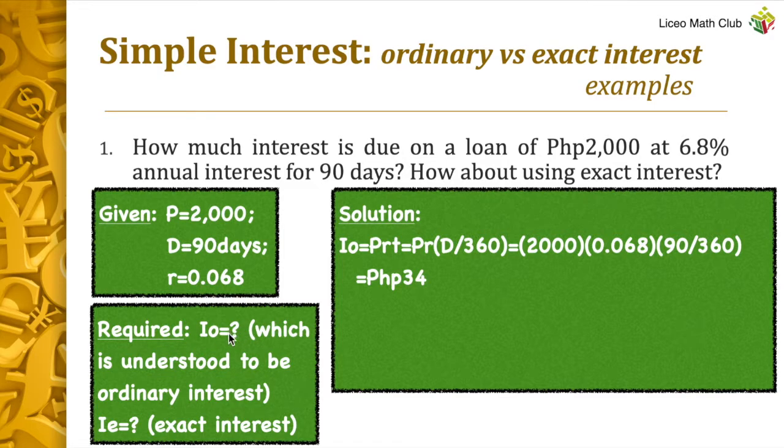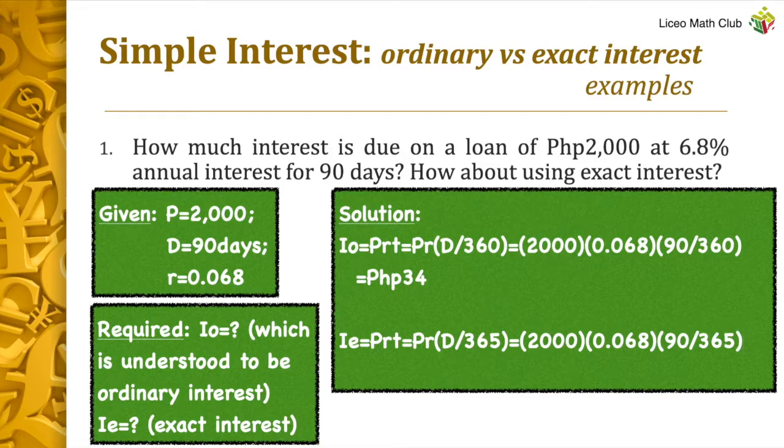That is if you're asked for the I sub O. How about if you're asked for the I sub E? The same thing happens, only that our time this time is not over 360. It's going to be over 365 since it's exact. From our previous slide, we see that the exact time is 365 and not 360. So substitute the P, the R, the D, and then our denominator is just changed to 365. Do the calculations on your calculators, and then voila, what we have is 33.53 pesos, or 33 pesos and 53 centavos, either way.